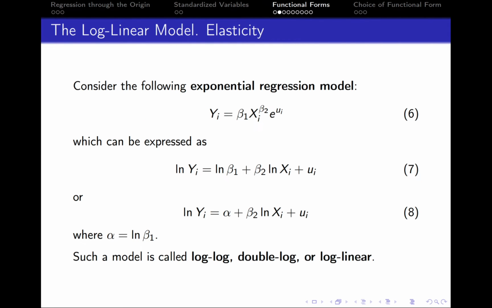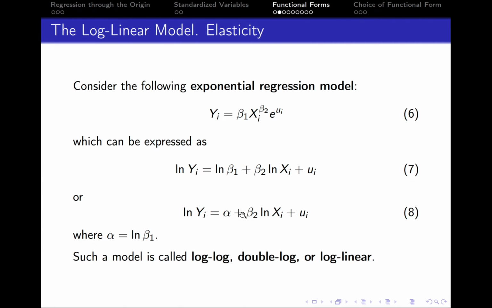So the log linear model. Let's start with the following exponential regression model. So y is a function of beta 1, xi taken to the power of beta 2, and e taken to the power of the error term. By taking the natural logarithms of both sides, we can get the following expression. So ln y is equal to ln beta 1 plus beta 2, right? So we move the coefficient up front, ln xi plus the error term, right? Because ln e is equal to 1.